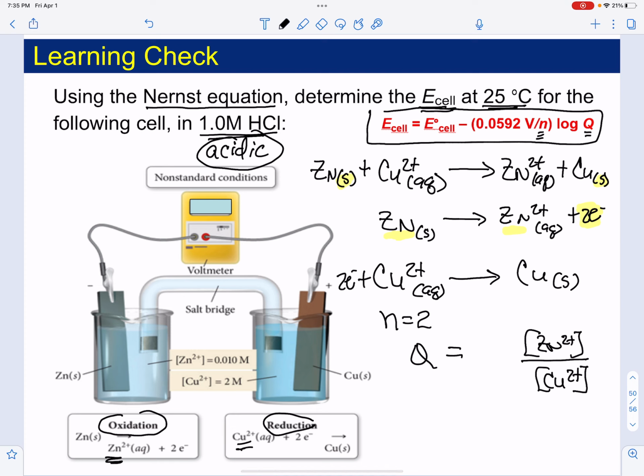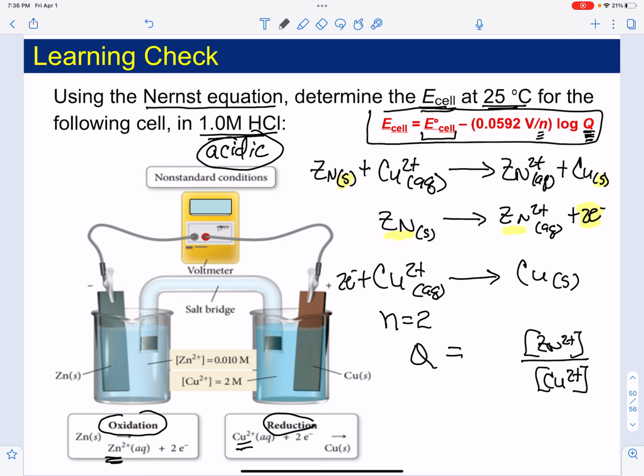So my N, I have it. My Q, I know how to do it. So the only thing I need to find is my E cell, which is going to be the standard reduction potential of the cathode minus the anode. And if we remember right, we did that earlier, right? The zinc was going to be negative 0.76 or something like that, I remember, and the copper was going to be 0.34. So the copper was going to be the cathode, the zinc was going to be the anode.